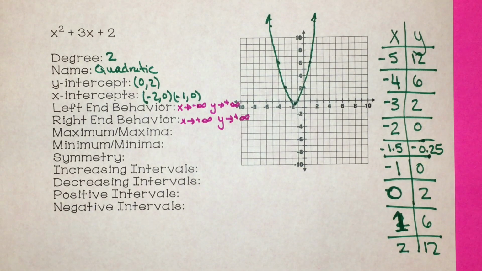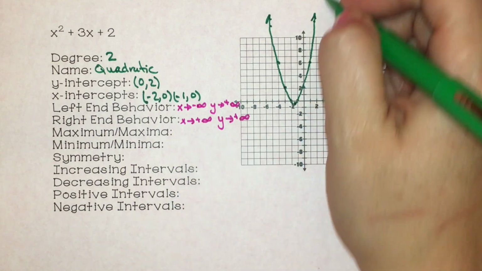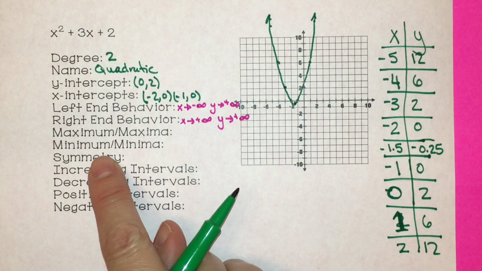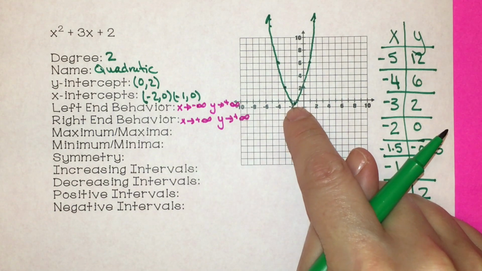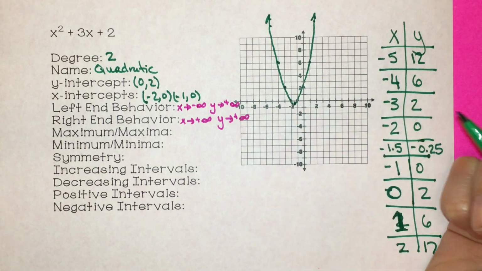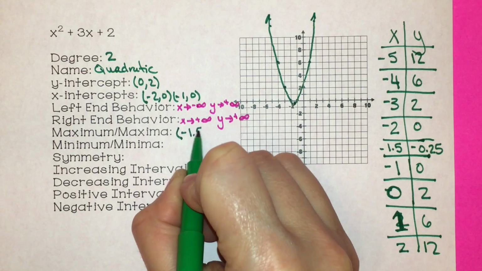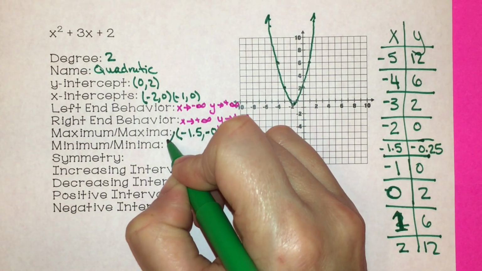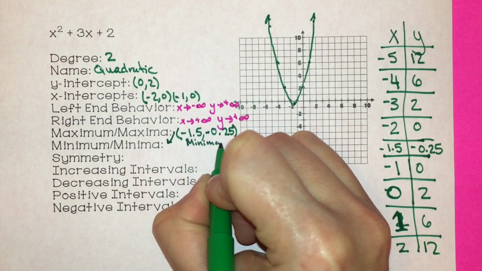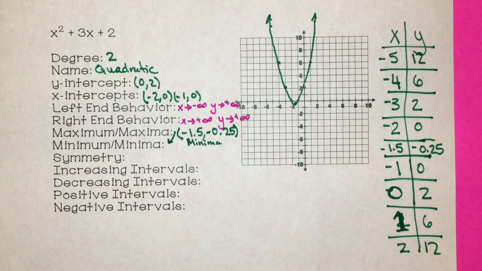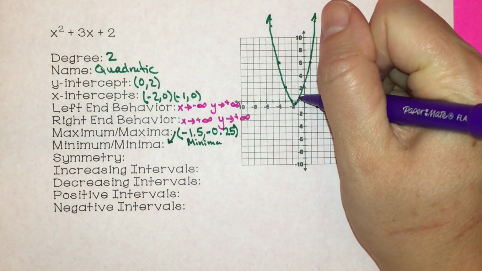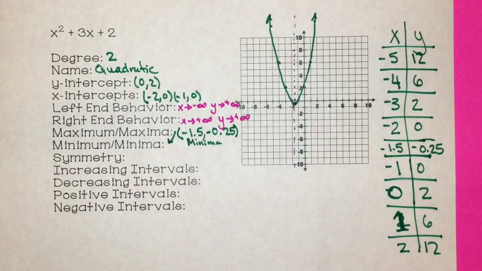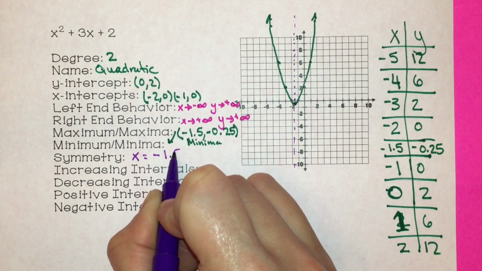All right, maxima. Well, it just keeps increasing. It keeps going up, so we don't have a maxima. It's just going to keep going up forever, to positive infinity. So we have to look at the minima. It is an absolute minimum because this is our very lowest point. It never gets lower than that. And I found that that point was (-1.5, -0.25). It is the minima. Okay, so symmetry. We have a line of symmetry going through that vertex, because if we folded it over, it'd be a mirror image. So this line of symmetry is where x equals negative 1.5.